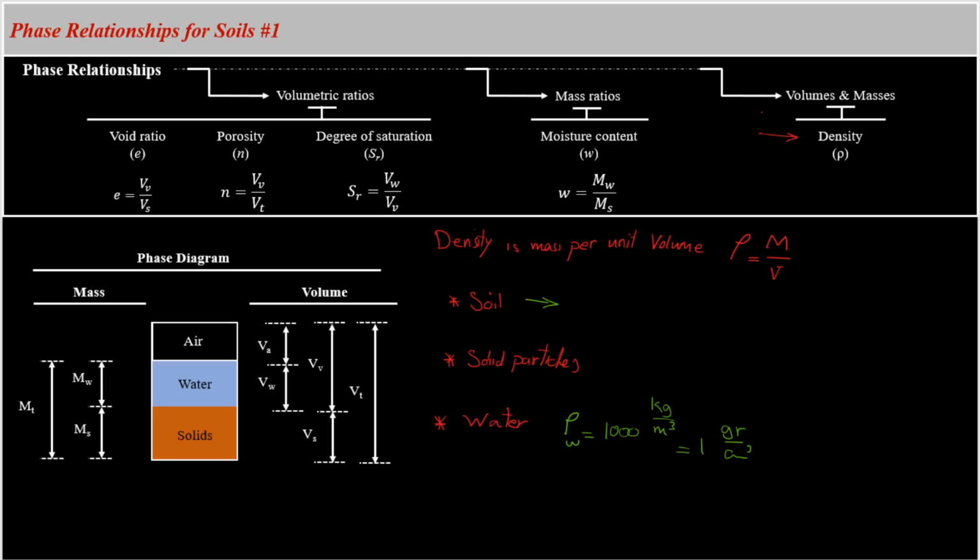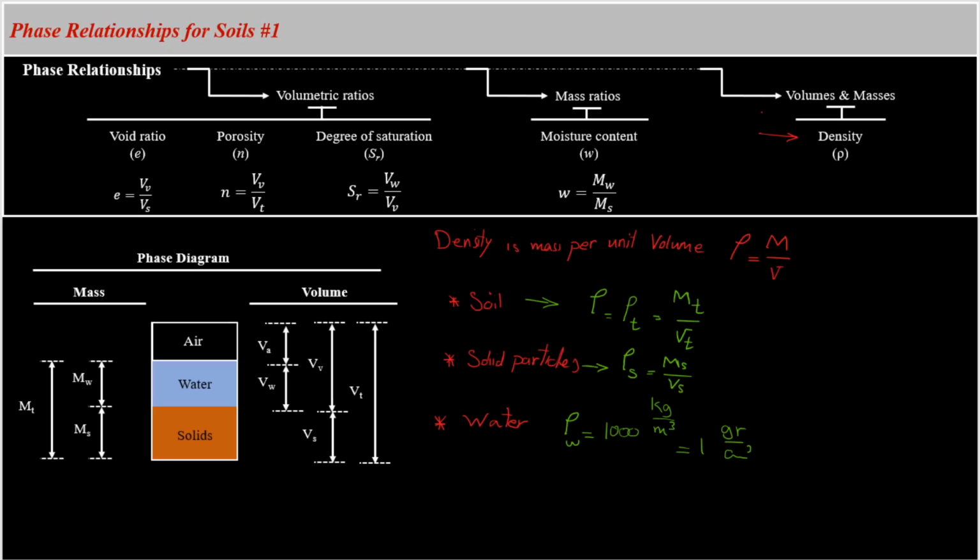The density of the soil is shown by rho usually, or sometimes by rho sub t, and t stands for the total, and is equal to the total mass divided by the total volume. On the other hand, the density of the solid particles is usually shown by rho sub s, and s stands for the solid particles, and it is equal to the mass of solids divided by the volume of solids.